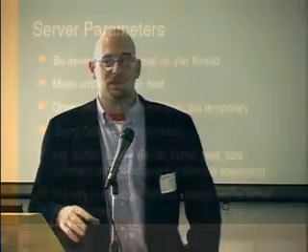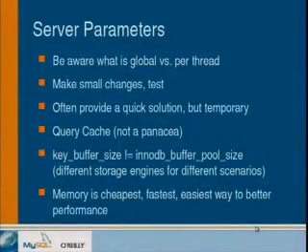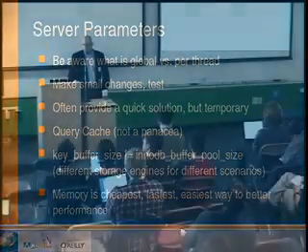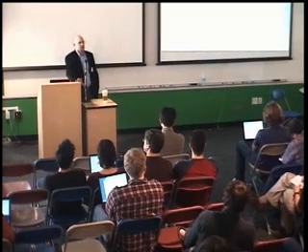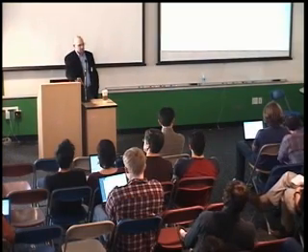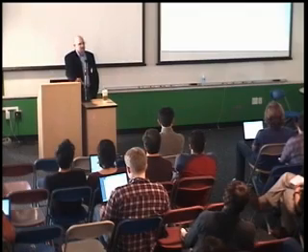Don't assume that sort buffer size is for the whole database and bump it up, because it's actually per thread. So make small changes, preferably a single change to your configuration file. Retest. See if you get a performance benefit from that specific change. They often provide a quick solution, but they can be temporary. Really the performance benefit is optimizing your application, your indexes, your schema, your coding.